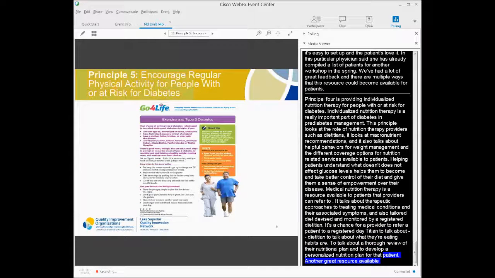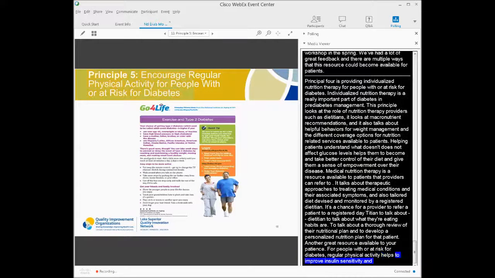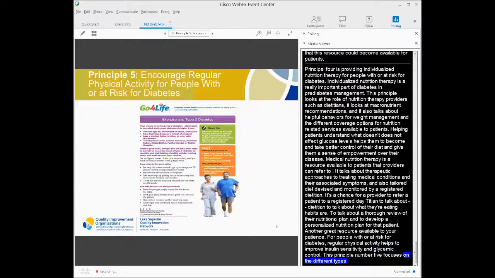For people with or at risk for diabetes, regular physical activity helps to improve insulin sensitivity and glycemic control. So this principle, number 5, focuses on the different types of physical activity that patients can engage in to reduce their risk of developing type 2 diabetes and how to better manage it.